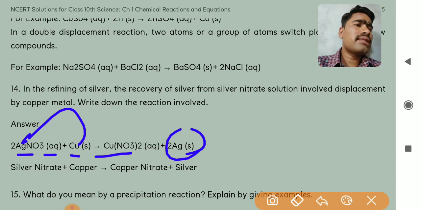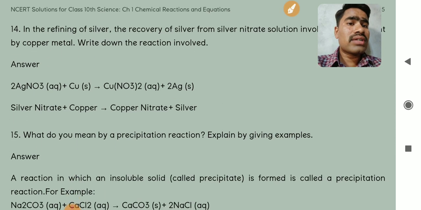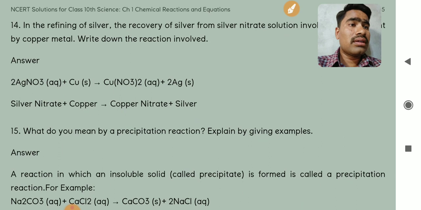In this way, this displacement reaction can help you separate the silver from the silver nitrate solution. So the displacement reaction can be applicable for these purification methods.